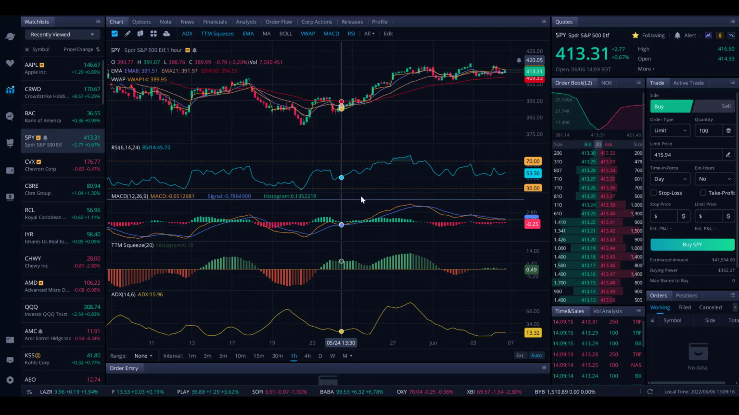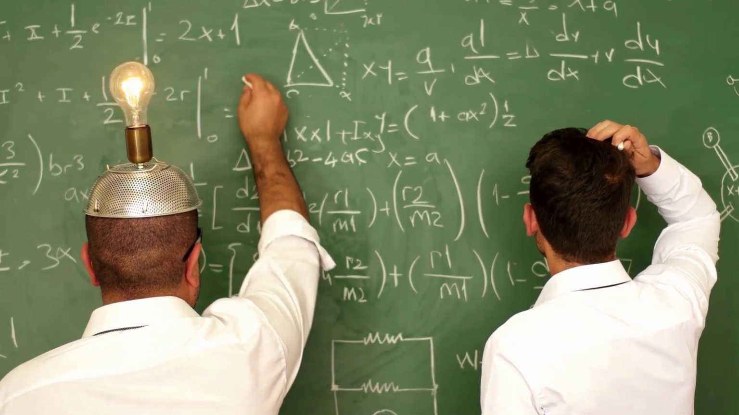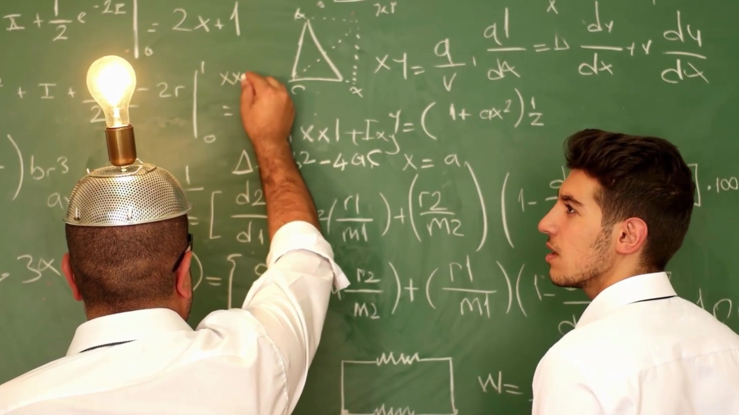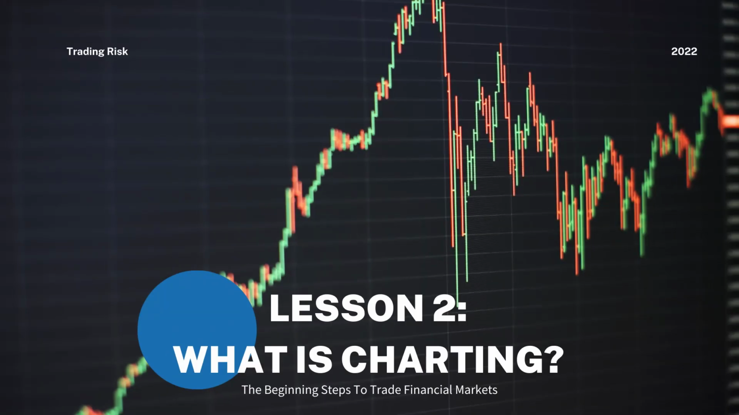Now, with all the different indicators, oscillators, and lines, how do we even begin to make sense of it all? Well, we need to start with the basics. And that's what we're going to start in the next lesson, lesson 2, when we talk about the chart.